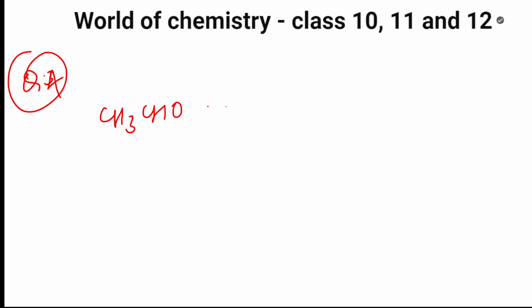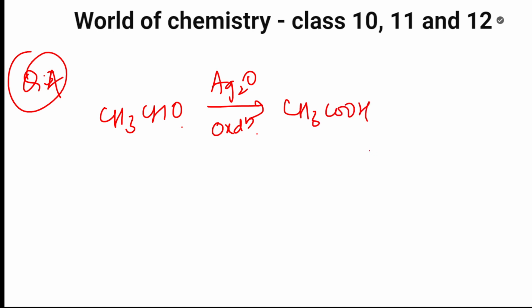Acetaldehyde, they'll give you Ag2O. Now you tell me, students, silver oxide, Tollens' reagent test. On Tollens' reagent, it is an oxidation reaction. Yes, aldehydes on oxidation give me what? Carboxylic acid, CH3COOH. Okay. Now see, let us see. Now they'll be giving you PCl5.